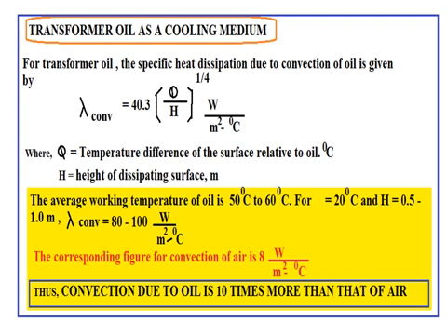The same figure for the convection of air we are getting is 8. Then you can compare lambda convection of oil with lambda convection of air, which is 8. Hence, oil is minimum 10 times more than air. Hence, transformer oil gives minimum 10 times more cooling facilities than air.